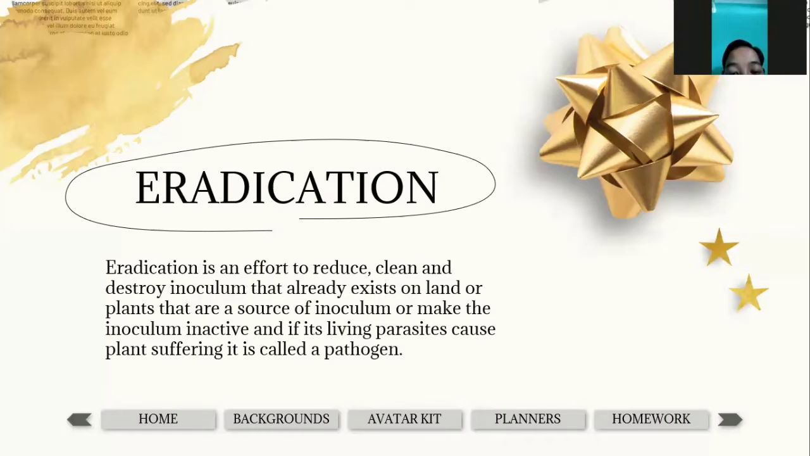Eradication. Eradication is an effort to reduce, clean, and destroy inoculum that already exists on land or plants that are a source of inoculum, or make the inoculum inactive. If it is a living parasite that causes plant suffering, it is called a pathogen.